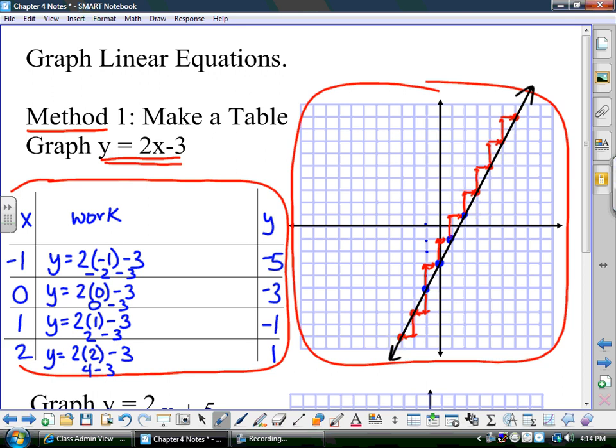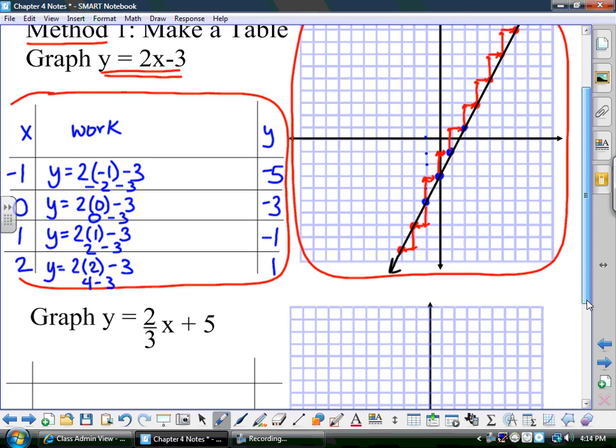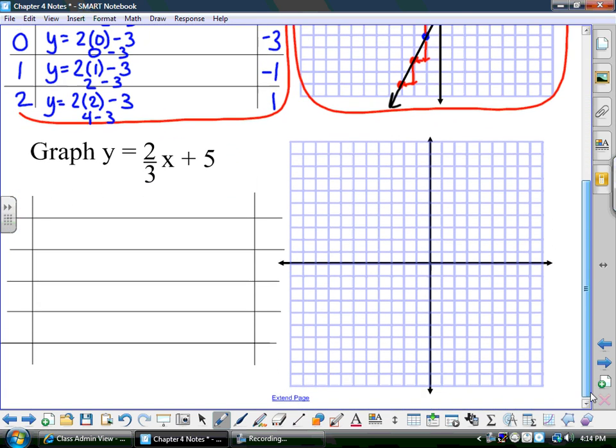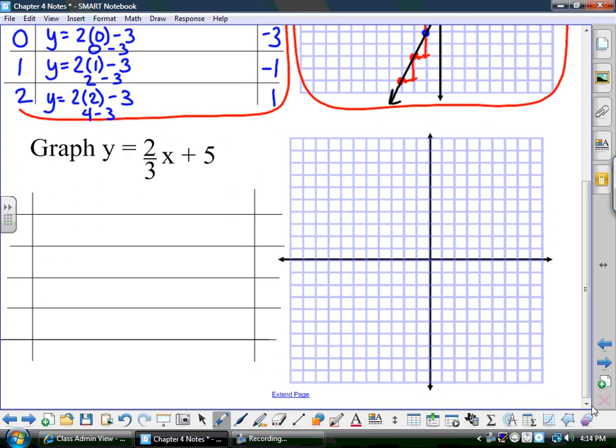When you try to make a graph using a table and you have a fraction, we're not going to pick negative 1, 0, 1, and 2 anymore. This time, as we try to make the graph, we are going to pick values that are multiples of the denominator. Because as we do that, we're going to get some really nice numbers out. So I'm going to pick negative 3, 0, 3, and 6.